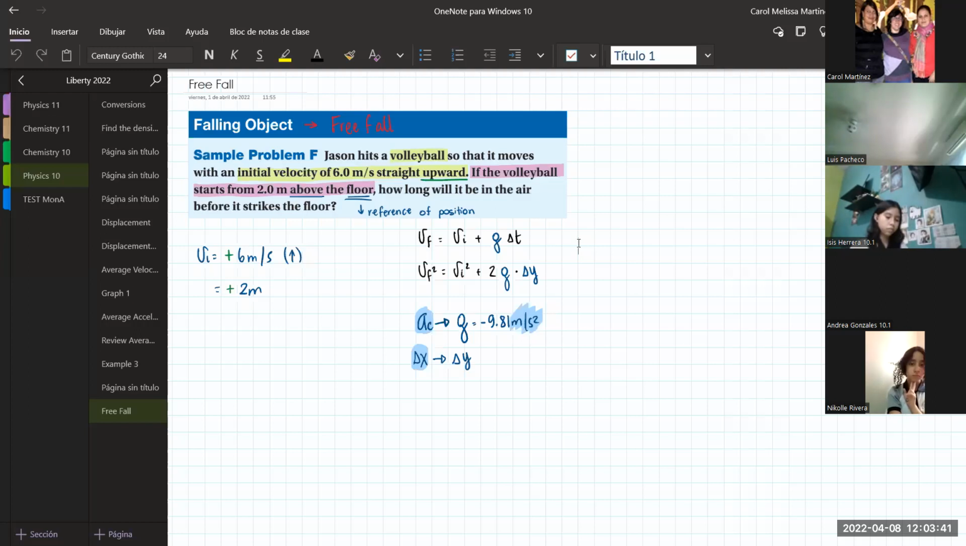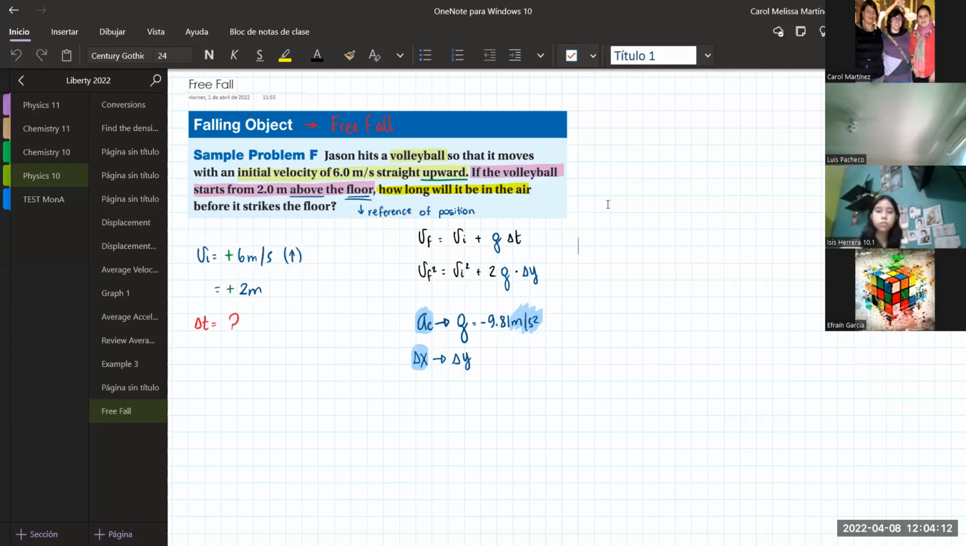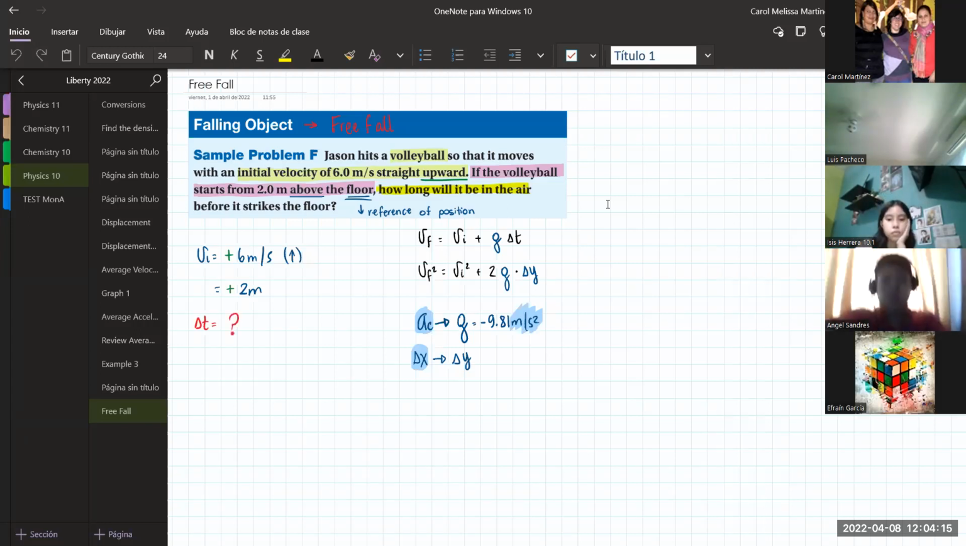Then it says, how long will it be in the air before it strikes the floor? When I say how long will it be in the air, what am I asking for? I'm asking for distance or I'm asking for time. Time. Okay, so they're asking me to find the time. So this time is going to be unknown.